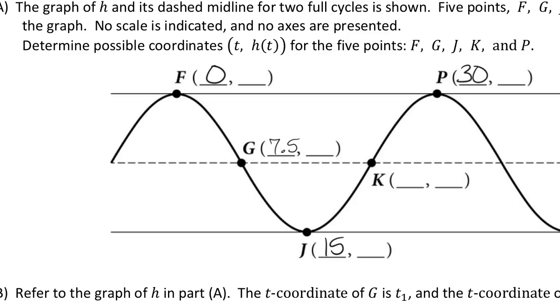What about halfway between 15 and 30? No, I would never get that. 22.5. So 7.5, 15 plus 7.5. Wait. Oh, I had 20. Oh, that's wrong. Okay, let me pause and go back for my time.